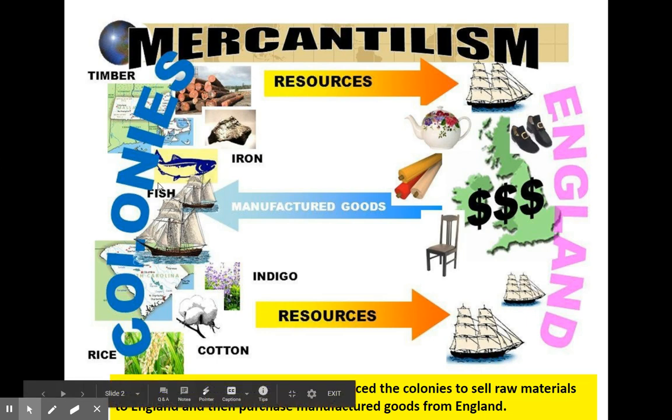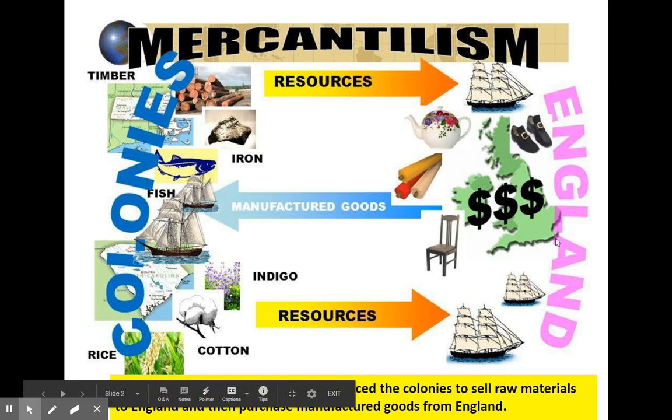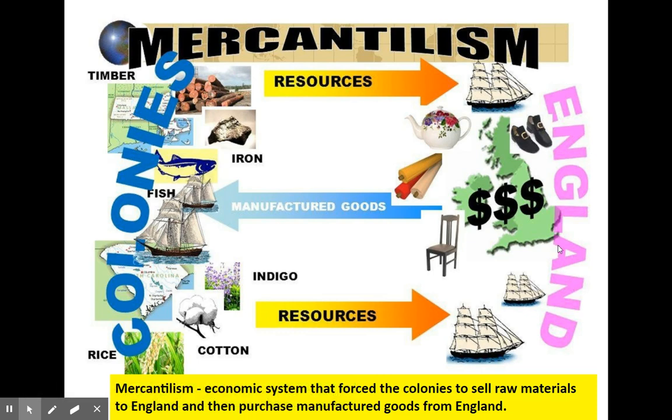The colonies here have to take all of their raw goods, so all those cash crops, lumber, fish, all of these things, and ship it over to England. They have to. It's the law. Mercantilism is a system that's a rule. It's a law. So they are going to take the stuff, they have to ship it to England. Remember, England's like mama, and you do what mama says, and mama said you better ship those goods.